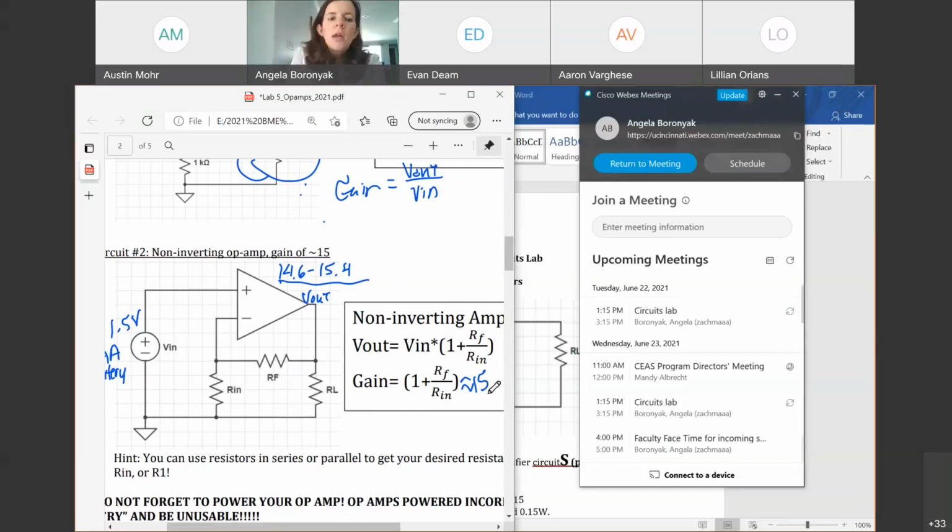I will warn you, if Vn here is 1.5 volts and I make this gain 15, what in theory do I calculate Vout should be? It should be Vn times my gain, right? So what should that be? Yeah, about 22.5.